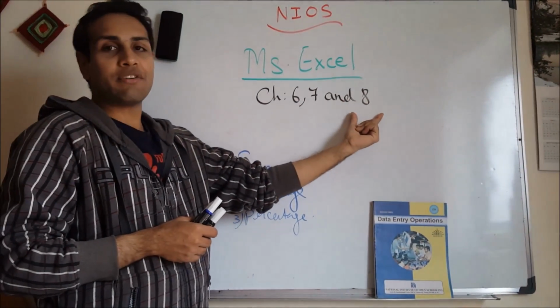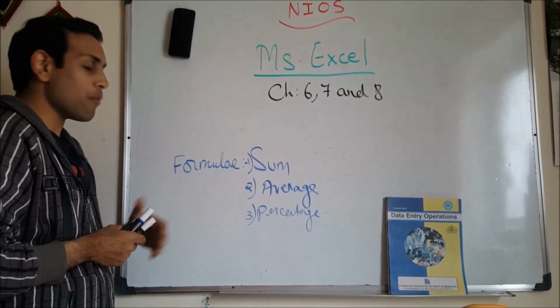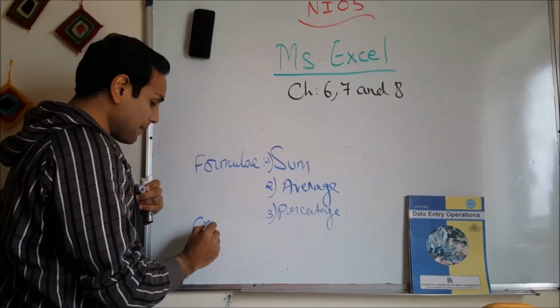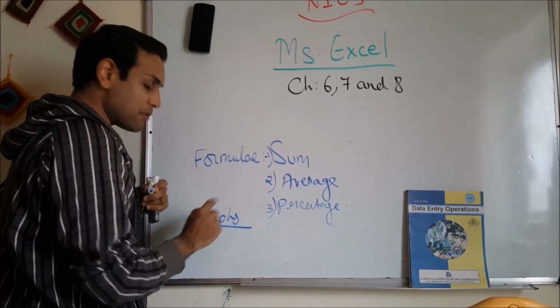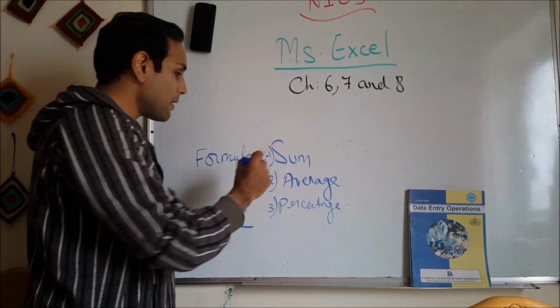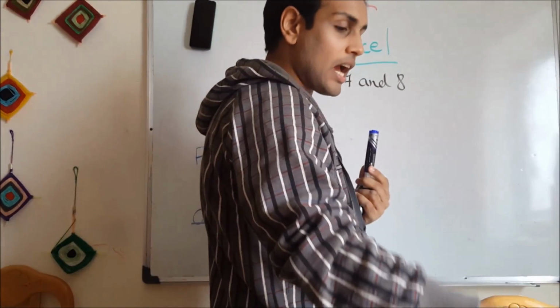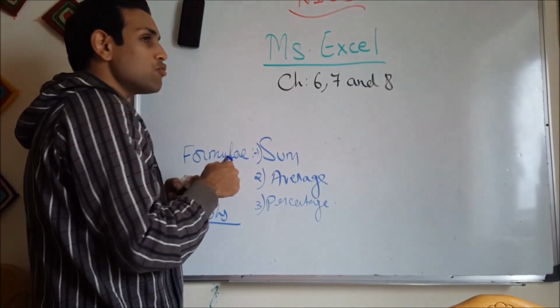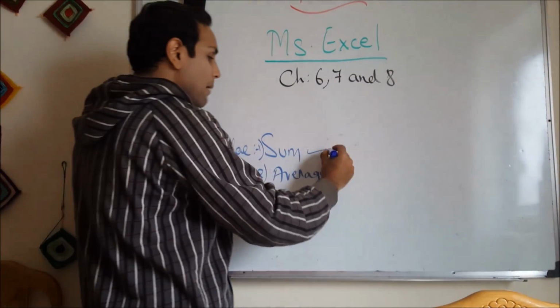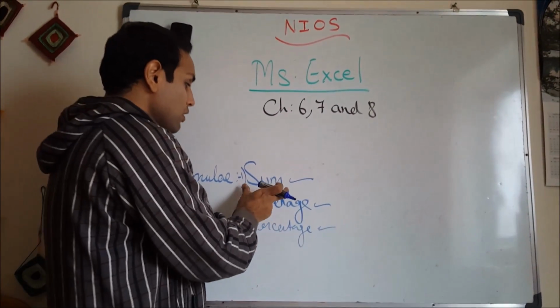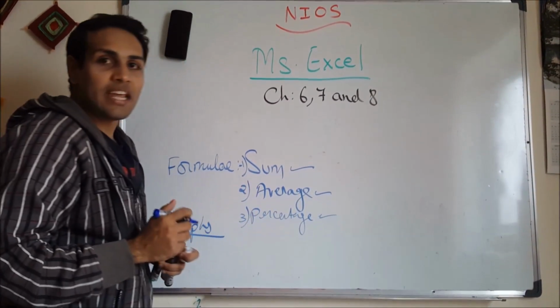Chapter number 8 is a bit different because it contains something called formulas, including graphs. The graph can actually be seen in the screenshots that I will be showing you out of the screen recording system, but let's concentrate on formulae. When we talk about the formulae, I mean that we have to know how to calculate the formula of sum, average and percentage.